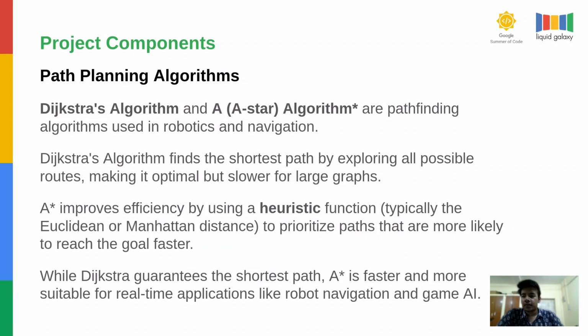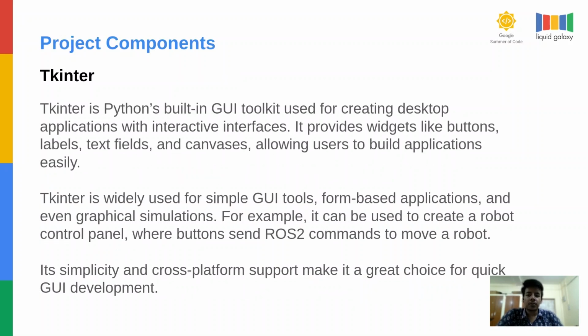So next, Tkinter. Tkinter is Python's built-in graphical user interface tool. This provides some basic desktop app building qualities, where we can add interactive elements like buttons, labels, text fields, and canvases. Here we have used a 10 cross 10 grid with the help of Tkinter only. So Tkinter is widely used for simple graphical user interface tools, and I thought this is the simplest thing I can go with for this project.